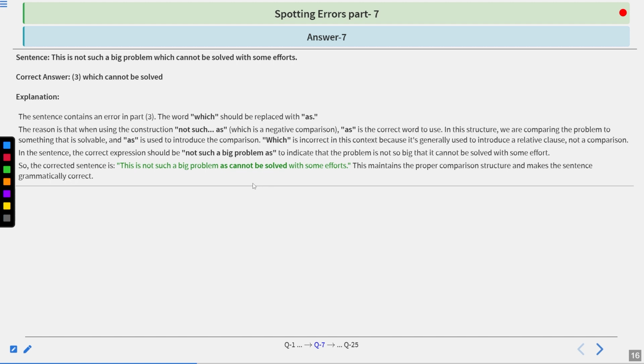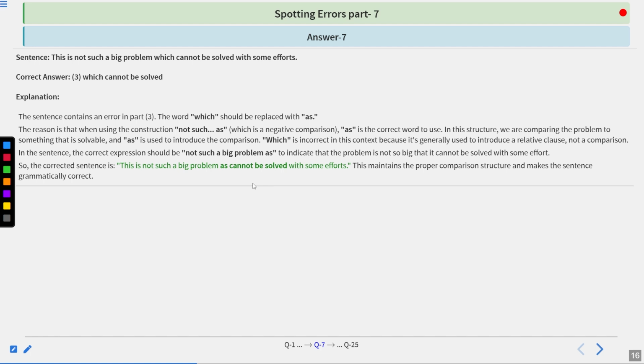The reason is that when using the construction not such, which is a negative comparison, "as" is the correct word to use. In this structure, we are comparing the problem to something that is solvable, and "as" is used to introduce a comparison. "Which" is incorrect in this context because it's generally used to introduce a relative clause, not a comparison. In this sentence, the correct expression should be "not such a big problem as" to indicate that the problem is not so big that it cannot be solved with some effort.